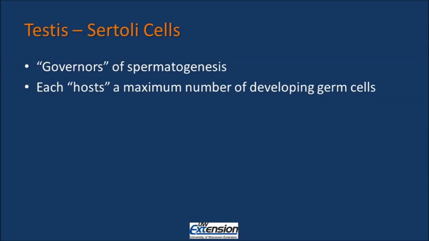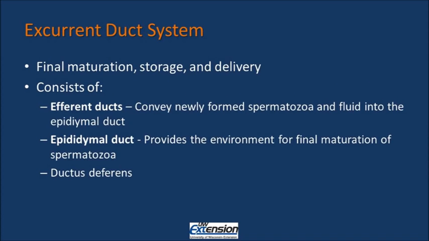Within the testis, the Sertoli cells are known as the governors of spermatogenesis. Each Sertoli cell hosts a maximum number of developing germ cells. Germ cells are what become our sperm. So, the more Sertoli cells we have, the more sperm cells we will ultimately have. The excurrent duct system is the final stage for maturation, storage, and delivery of the sperm.